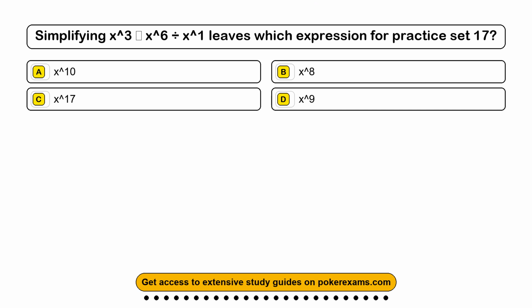Question 6. Simplifying x^3 times x^6 divided by x^1 leaves which expression for practice set 17? Option A x^10. Option B x^8. Option C x^17. Option D x^9.